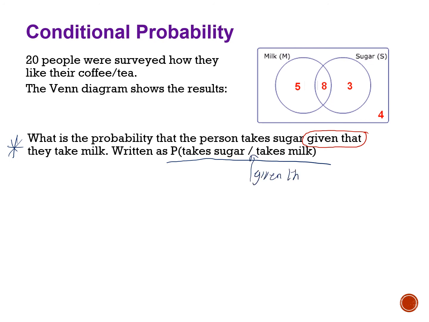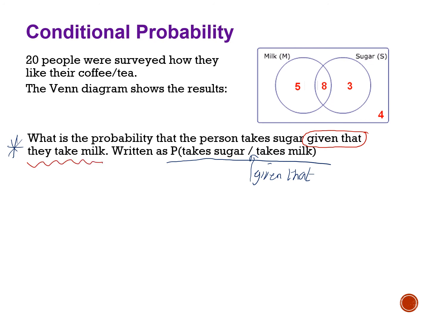So this is quite high-end stuff though, so you're unlikely to have this in a question, or it would just be right at the end of a question. So what is the probability that a person takes sugar given that they take milk? Now here's what you do. You look at what the given that thing is. The given that thing is they take milk.